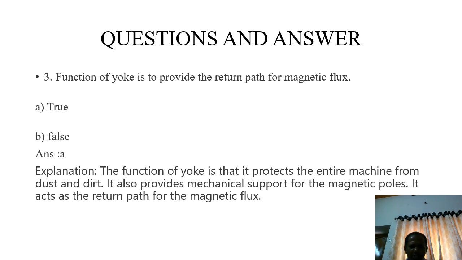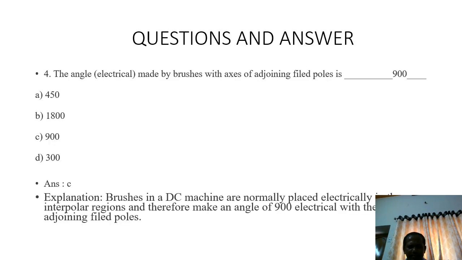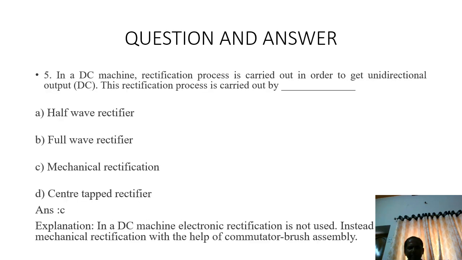Right now we are going to discuss the next slide. The angle made by brushes with the axis of adjoining field poles is: A 45 degrees, B 180 degrees, C 90 degrees, D 30 degrees. The right answer is C, 90 degrees. This is also a most important question.